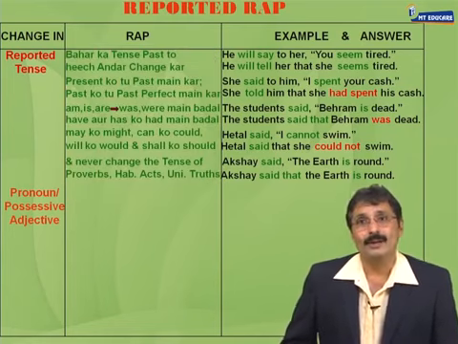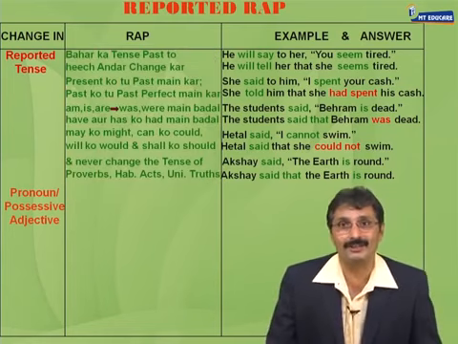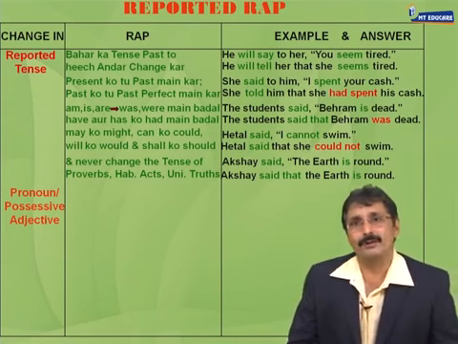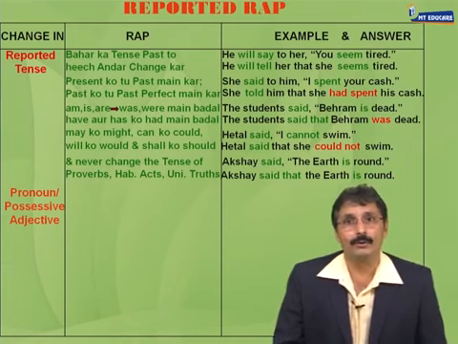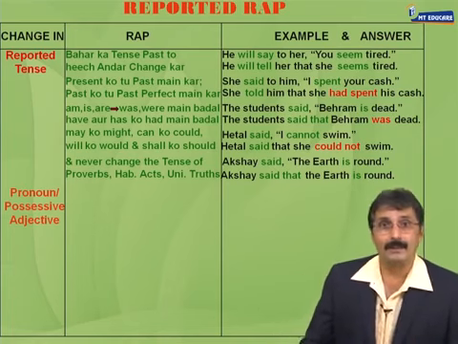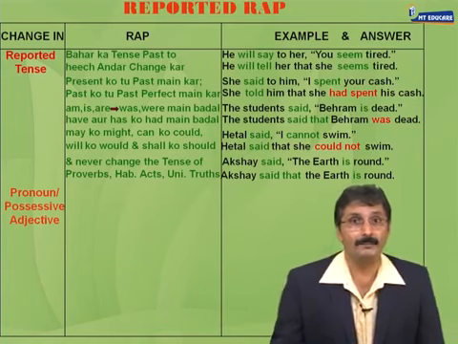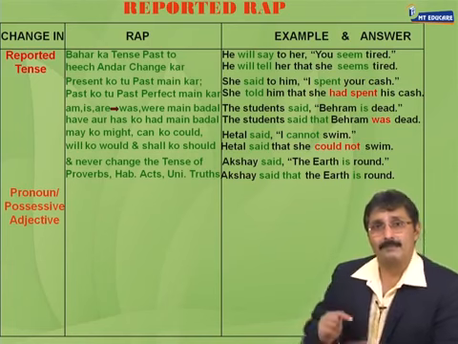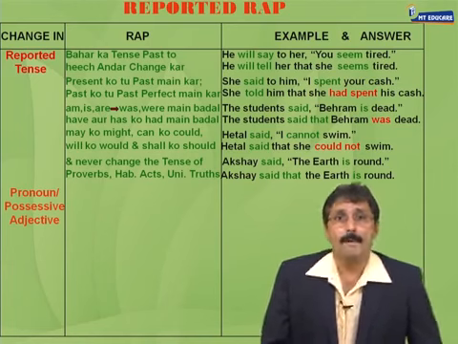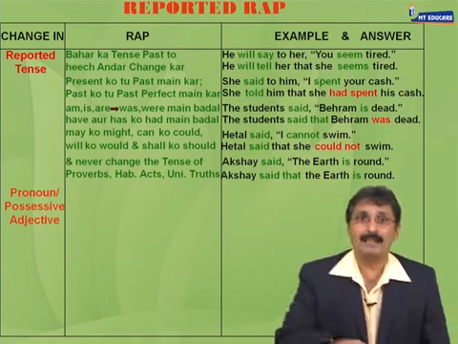What is the first rule? बाहर का टेंस पास्ट तो ही अंदर चेंज कर. Absolutely. And then the second rule, present को तू past में कर, past को तू past perfect में कर. As you can see, she said to him, I spent your cash. Spent becomes had spent. Present को तू past में कर, past को तू past perfect में कर.